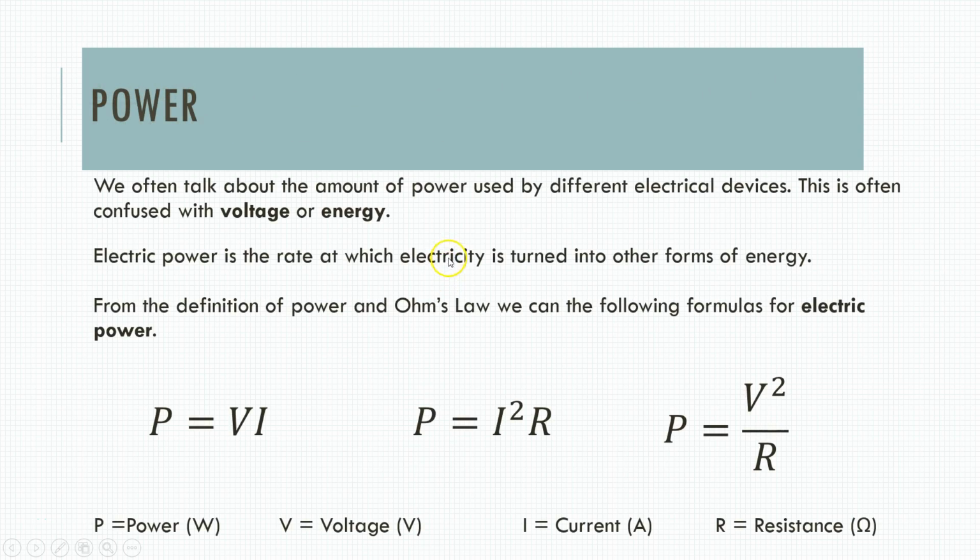So now we need to talk about power. Power, in this sense, is basically how much electricity is being used by a device, like your alarm clock or your cell phone as it's charging, or your cell phone in general as it just works. It's often confused with voltage or energy, but this is simply the rate at which electricity is turned into other forms of energy, like charging your battery, turning it into chemical energy, or moving the blades of a fan inside of a motor. When you get your power bill, we're talking about this type of power. We're talking about electric power, okay?